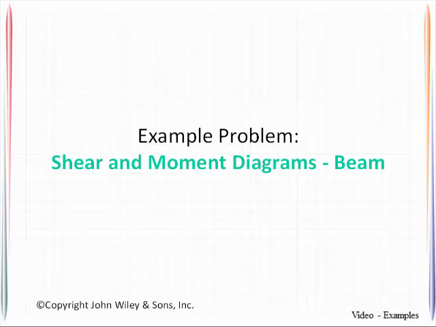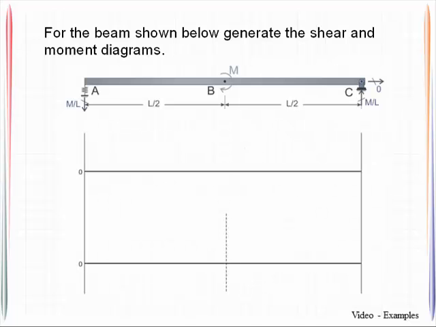Well, hello again. In this example, we are going to practice the generation of shear and moment diagrams for beams. We'll take a look at this fairly simple looking beam. Note a couple of things going on in it. We've got an applied moment there at midspan, which then produces the reactions of M over L. Notice the overall length of the beam is L.